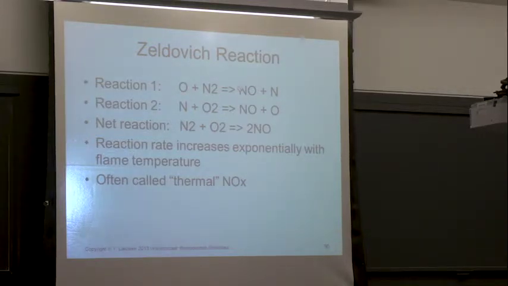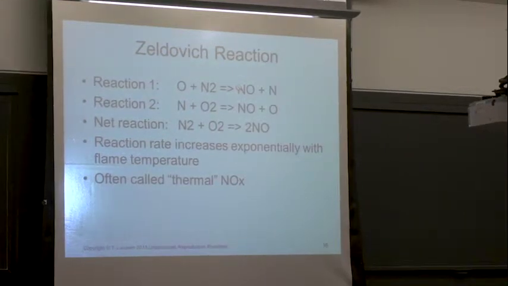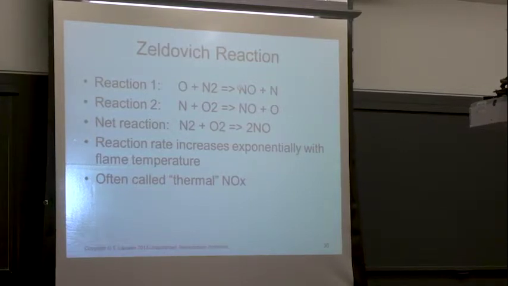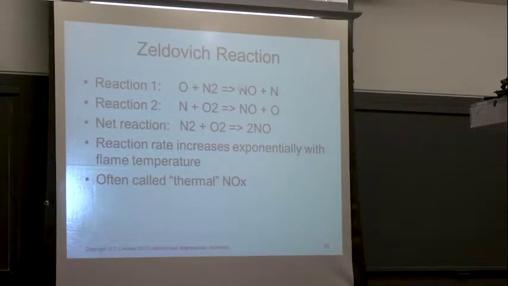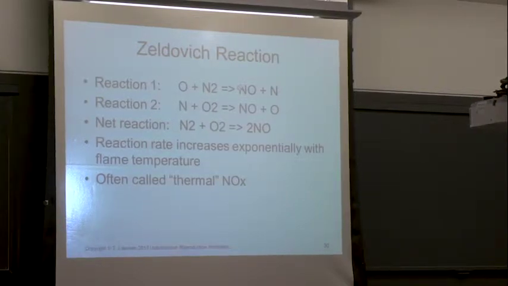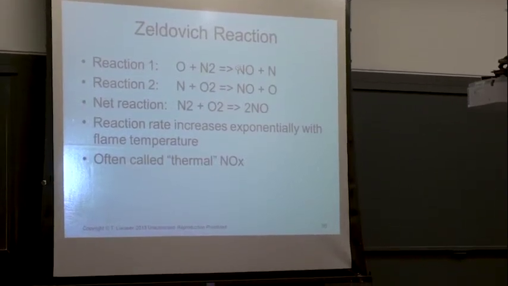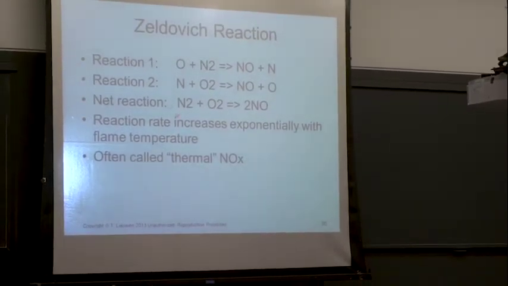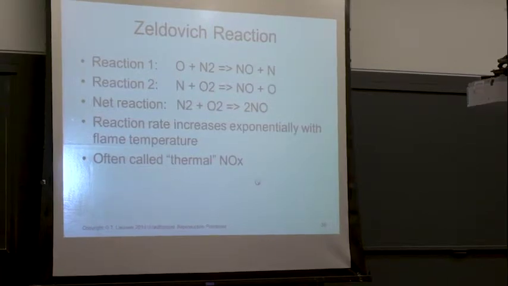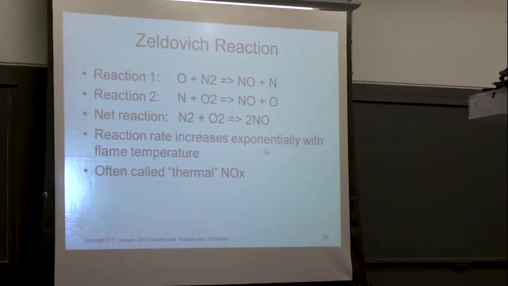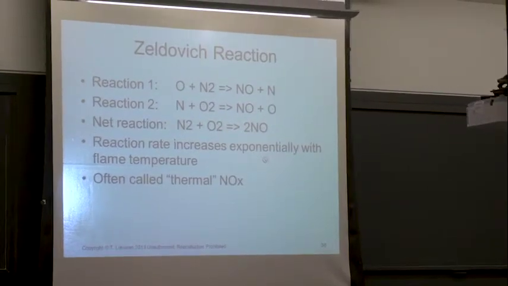You have a certain amount of residence time, so NO levels are way below equilibrium, and therefore NOx formation is pretty much linear with time. So if you take a combustor that's 1 foot long, you'll form a certain amount of NOx. If you make it 2 feet long, you double the residence time, you'll form double the NOx. Obviously, if you just keep making it longer and longer, as you approach equilibrium, the linearity relationship won't hold. But almost always, you're so far below equilibrium, you're basically linear with residence time. So you have a reaction rate that's increasing exponentially with flame temperature, linearly with time.